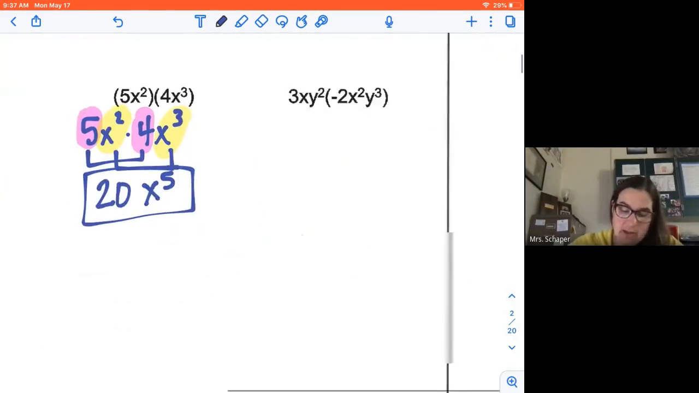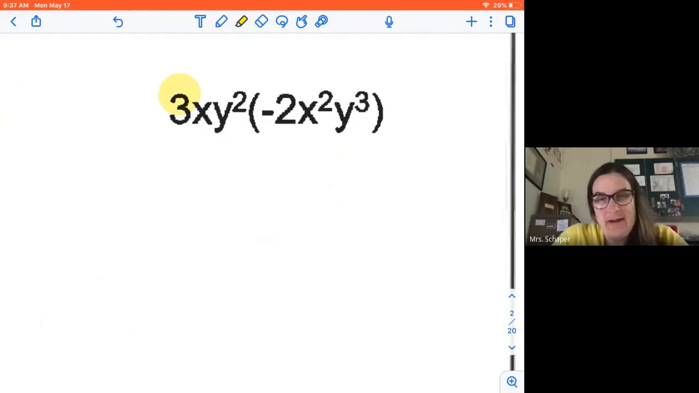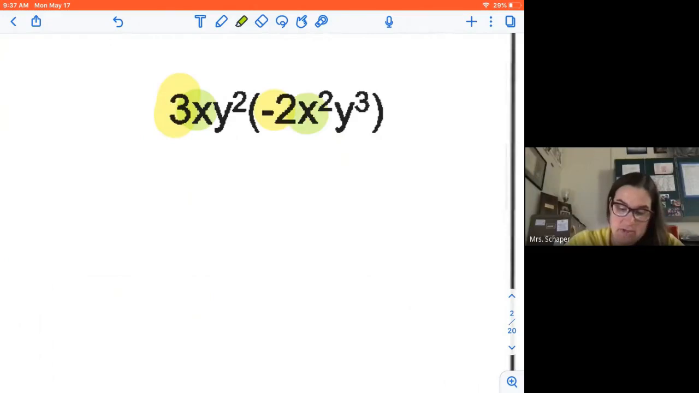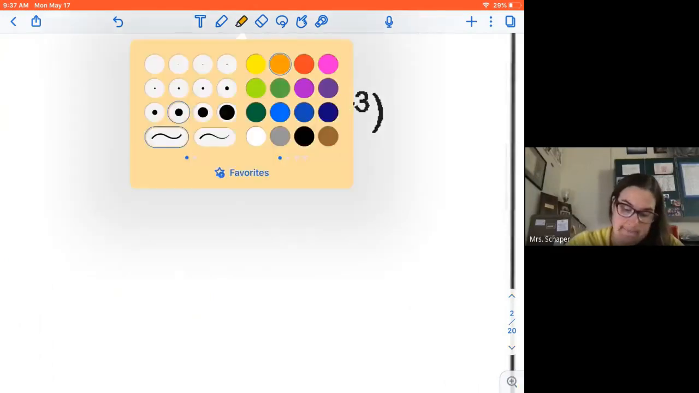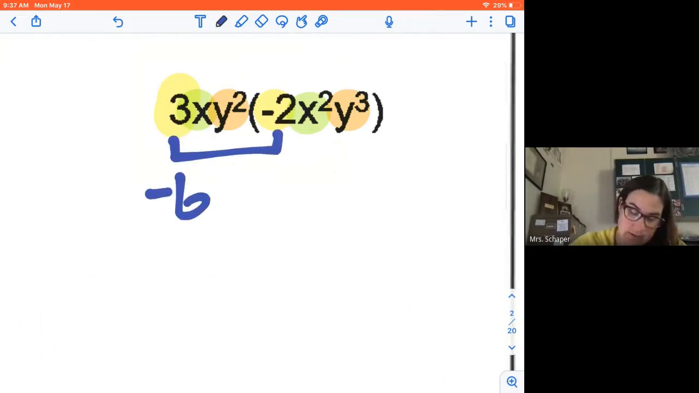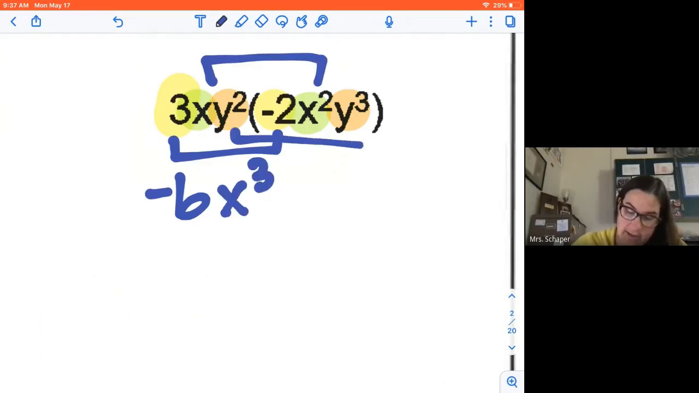Again, the parentheses are just a fancy way to separate them by multiplication. I'm going to use my highlighter and put all my like terms in the same color. So 3 times negative 2 is negative 6. x times x squared is x to the third. y squared times y to the third is y to the fifth.